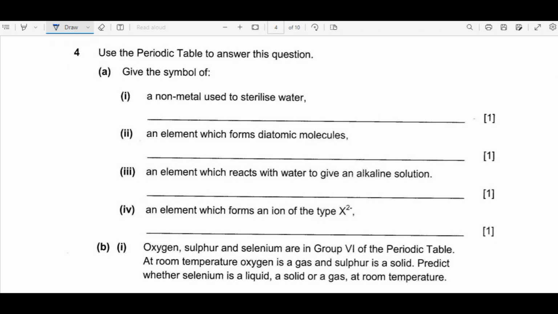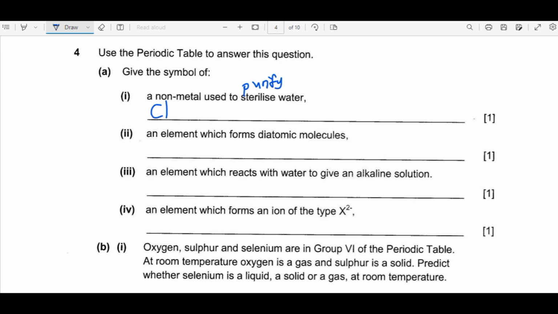Then we go to question 4. Use the periodic table to answer this question. Give the symbol of the first one, a non-metal used to sterilize water. To sterilize here means the same as to purify. So a non-metal that can be used to purify water is chlorine, and we are told to use symbols.